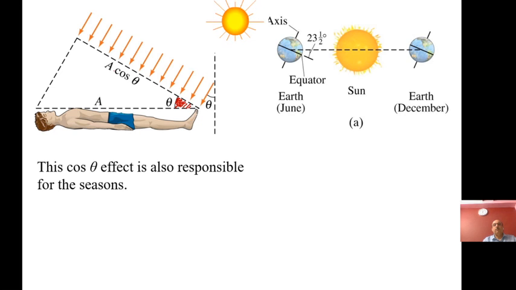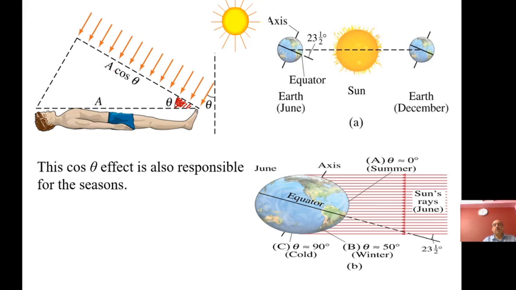As we know, the axis of Earth is tilted by 23.5 degrees through the equator. So the angle is theta. The area affected by them is A cos theta. Because of this leaning of the axis, there is a seasonal change.